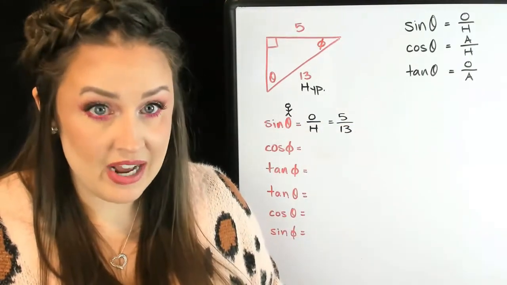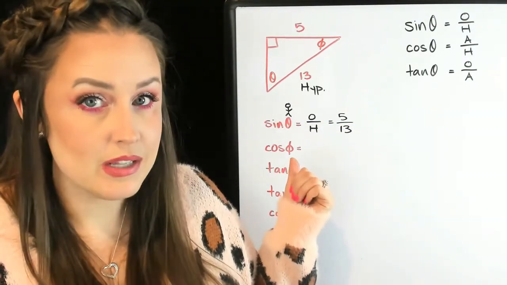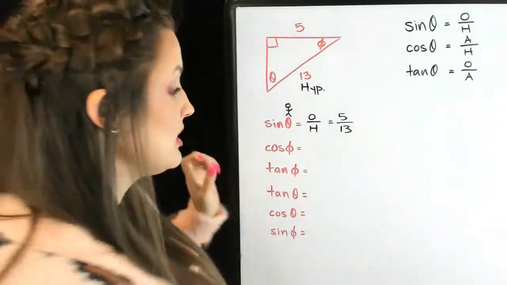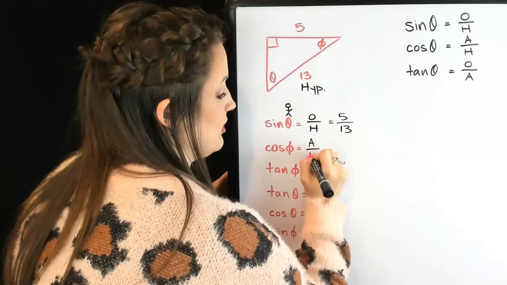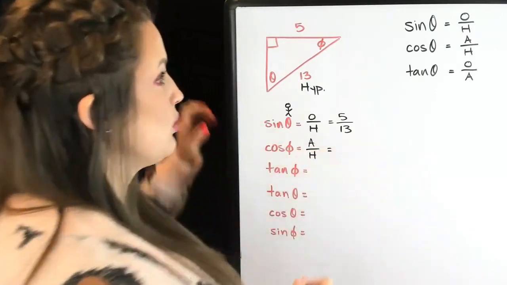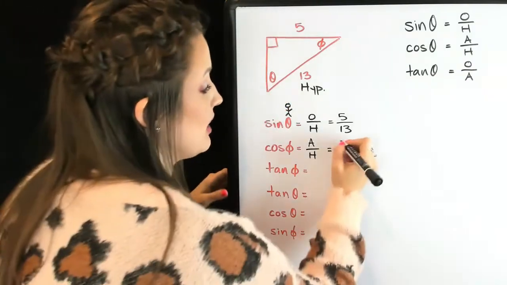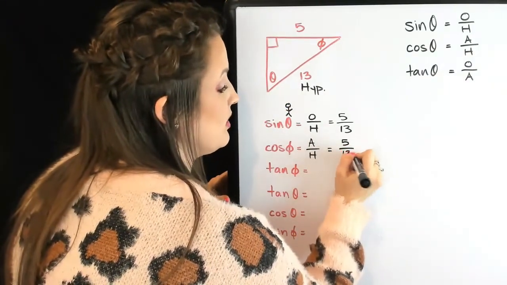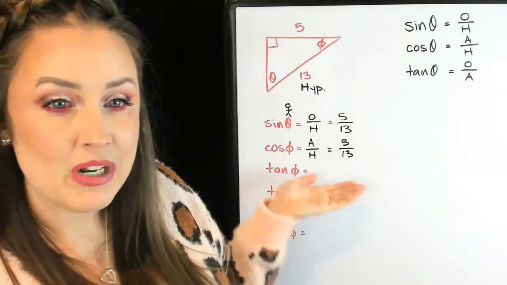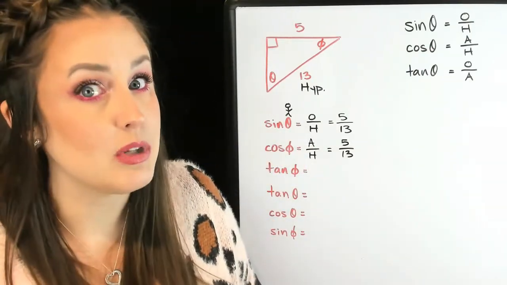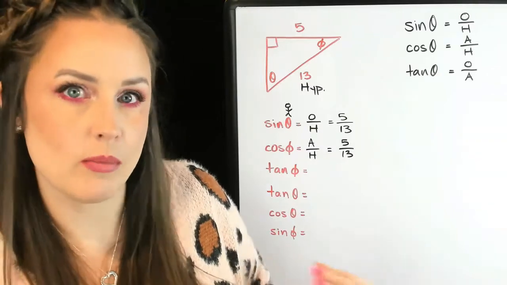Let's talk about cosine of phi now. Notice the angle has changed, so you've moved in the room. You're standing over here. Cosine is adjacent over hypotenuse, so CAH. The adjacent to phi would be 5, and then the hypotenuse of the triangle is 13, so that is the answer there. Now notice those are the same. That's okay, but notice they were different original problems. It just depends where you're at, and you can get the same answers from different problems.